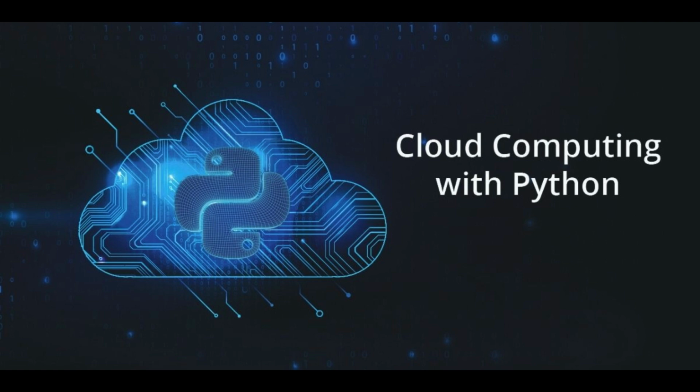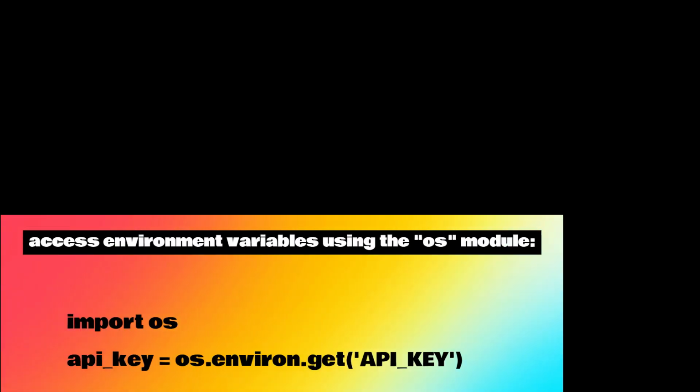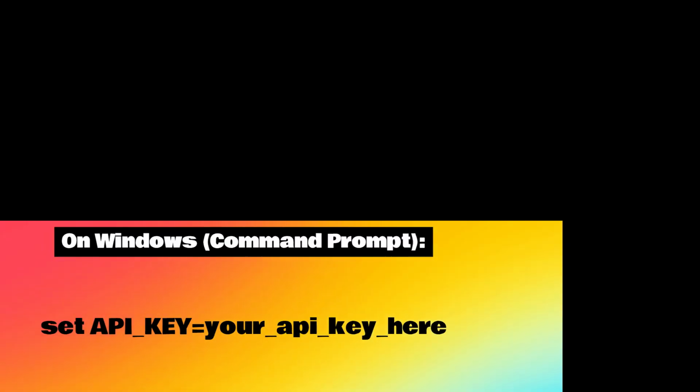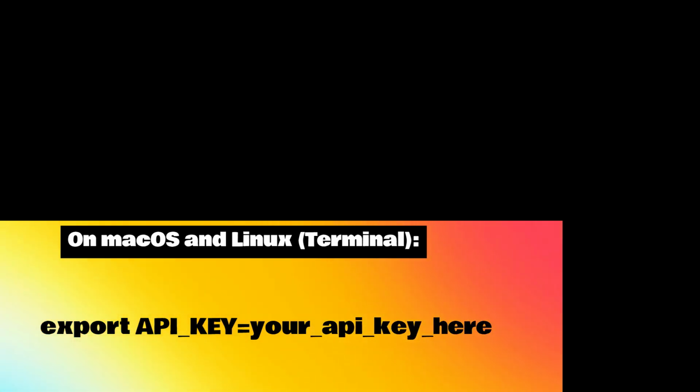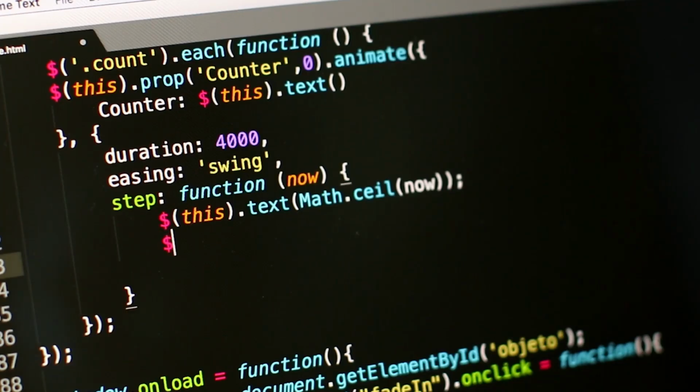Credential management with environment variables. Hardcoding sensitive information like API keys and passwords in your code is a security risk. Instead, utilize environment variables to manage your credentials securely. In your code, access environment variables using the os module. Before running your code, set the environment variables in your operating system or cloud environment: on Windows, use the command prompt, and on macOS and Linux, the terminal. This way, your credentials remain private and are not exposed in your source code.